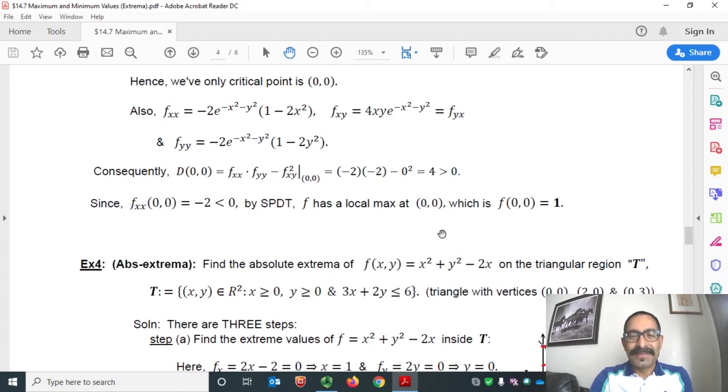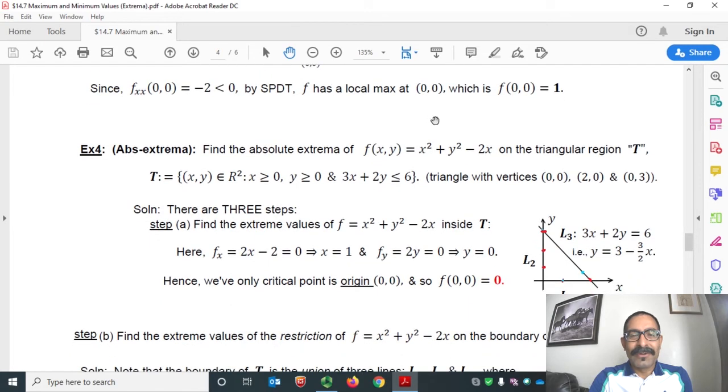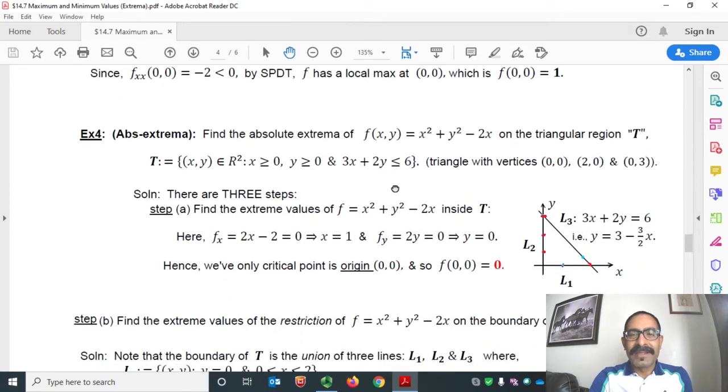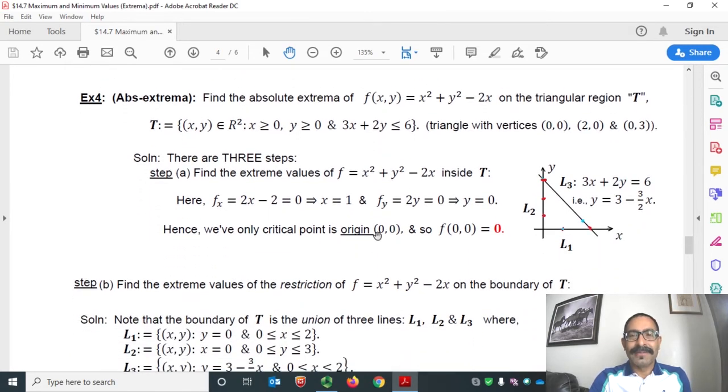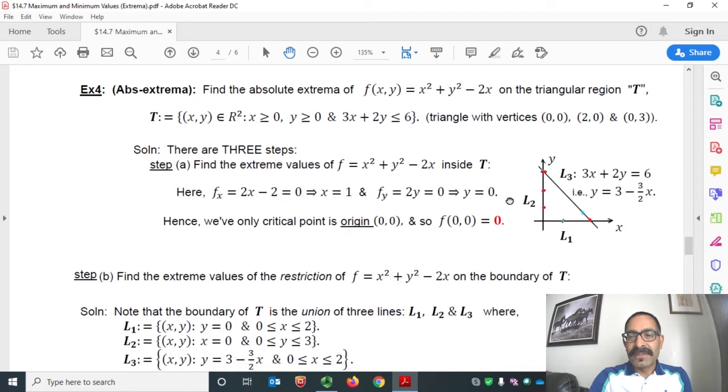Let's move on. Example 4. Now, let's talk about finding the absolute extrema of a function of two variables. So the question is, find the absolute extrema of f equals x squared plus y squared minus 2x on the triangular region T. The triangular region is here, which has vertices (0, 0), (2, 0), and (0, 3).